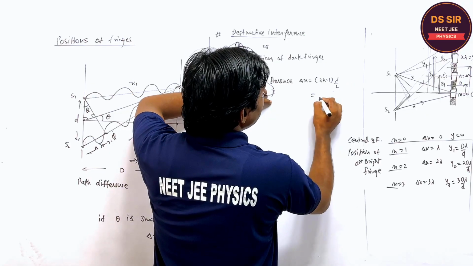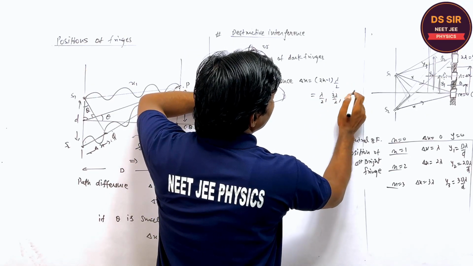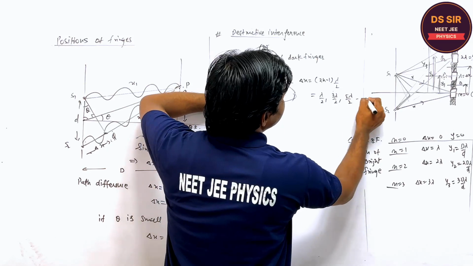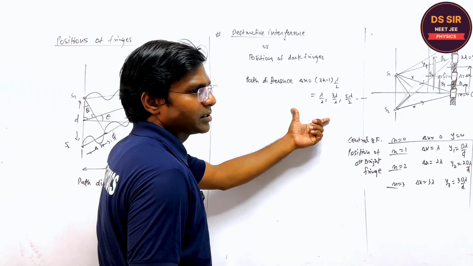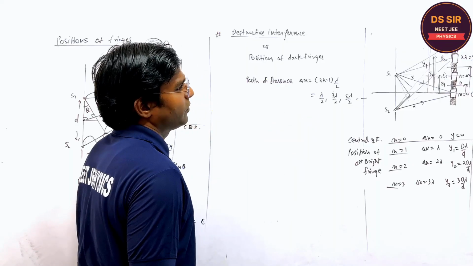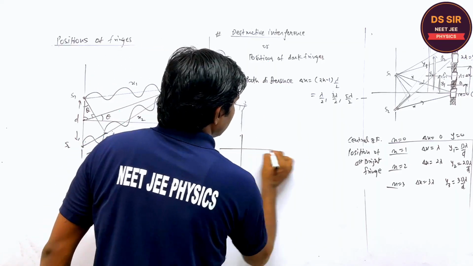2n lambda by 2 means it should be lambda by 2, 3 lambda by 2, 5 lambda by 2, and so on. Is it clear or not? So it should be the path difference for destructive interference. How is it the path difference? You tell. Listen to one thing.